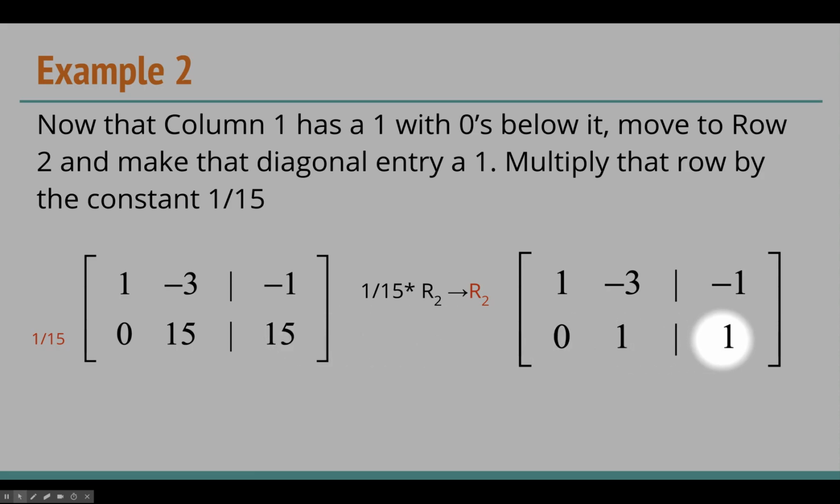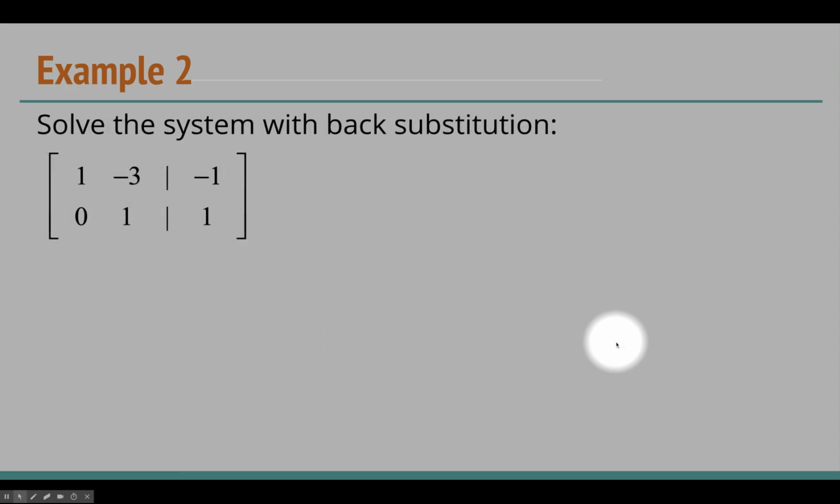Now notice, I am now in row echelon form. I have 1s along the diagonal, and I have 0s below any leading entry of 1. And so I'm done. It doesn't matter what's up here, at least for now. What matters is I have this in row echelon form. So now what I can do is solve the system with back substitution.